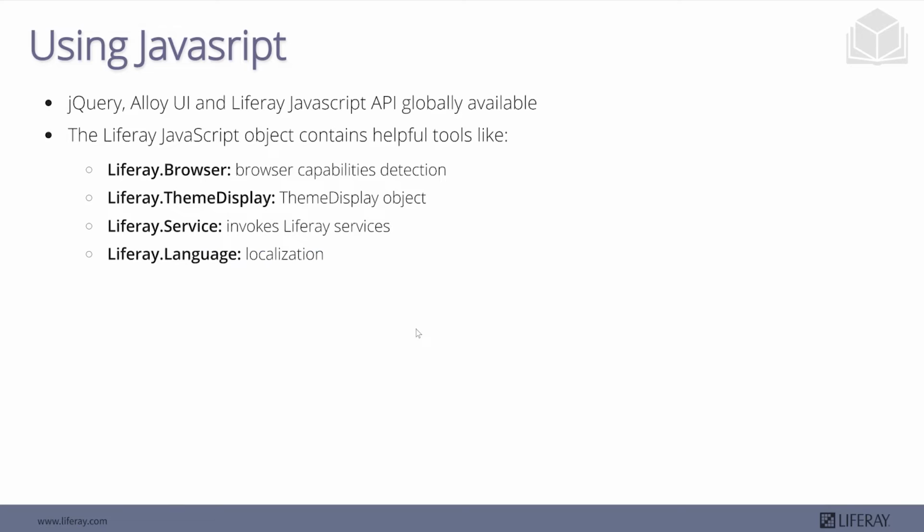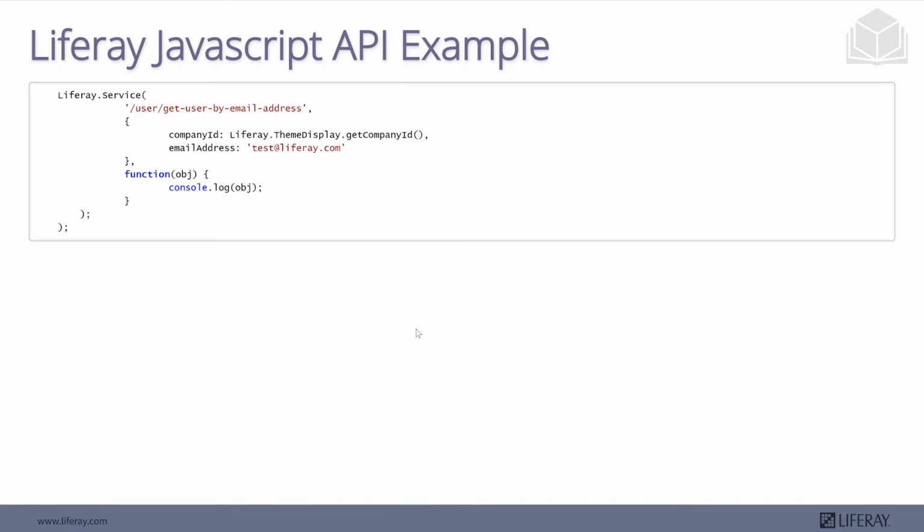So when we're using JavaScript, again, we can use jQuery, Alloy UI, right? Those are going to be big ones, or Liferay's JavaScript API. All three of those can be used wherever since they're globally available. Right. Liferay's JavaScript provides a number of tools as well, doing things like allowing us access to the theme display object, localization, invoking Liferay services.